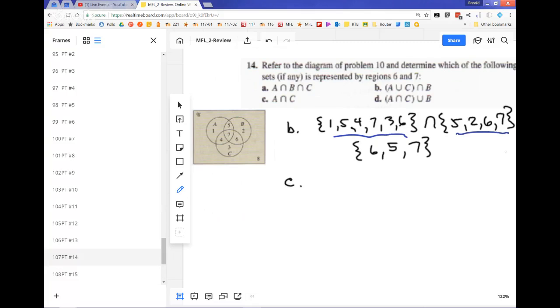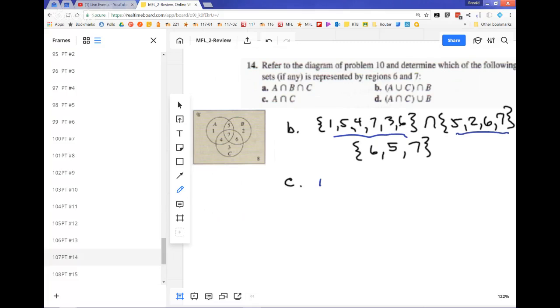Okay. So the answer to problem 14B is 6, 5, 7. This is just one part. I only did B first because I had it on the screen. So what do you want me to do next? We can do C since it's already in there.